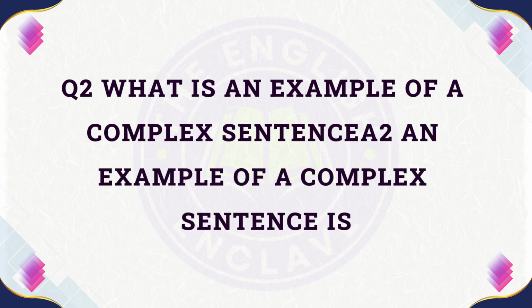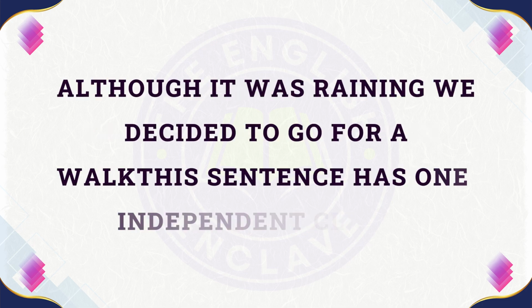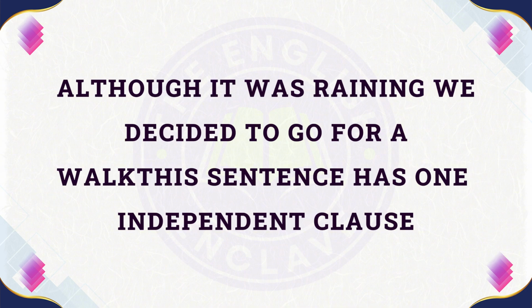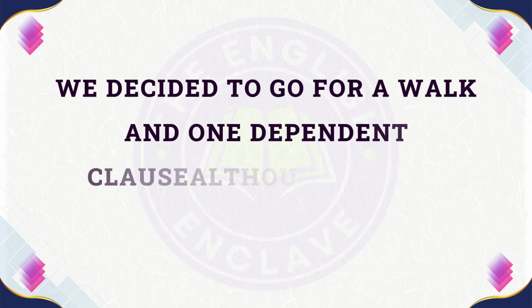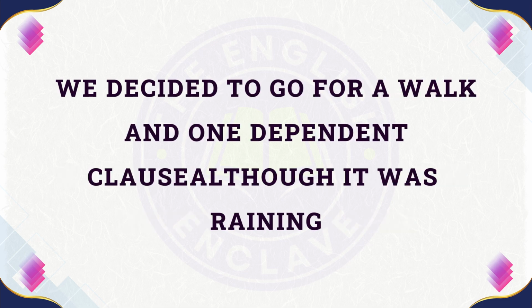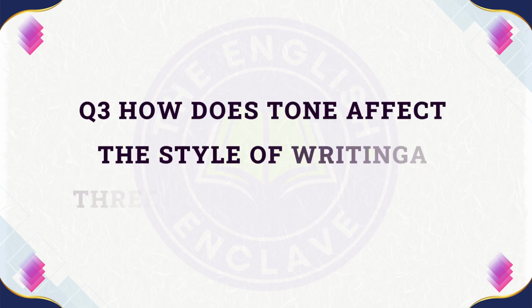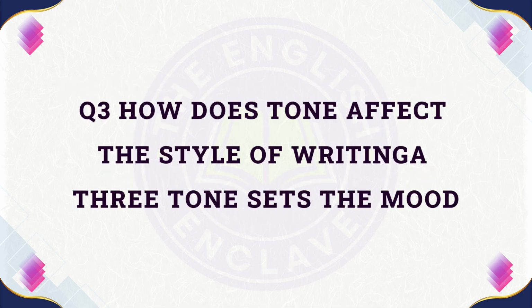Q2. What is an example of a complex sentence? A2. An example of a complex sentence is, although it was raining, we decided to go for a walk. This sentence has one independent clause, we decided to go for a walk, and one dependent clause, although it was raining.